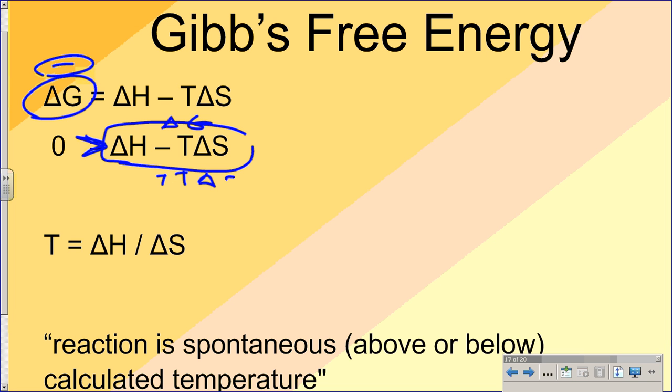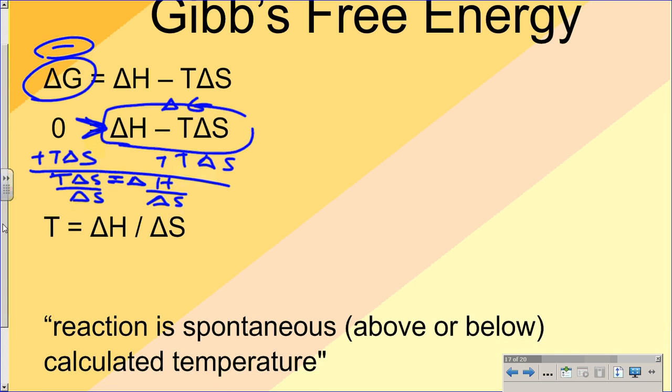Plus T delta S to both sides. So then you have T delta S is equal to delta H, divided by delta S, divided by delta S. What if delta S was a negative value? What would that do to the inequality? Flip it. You remember that from algebra 1, algebra 2? Okay, so that cancels there, and that would leave me with T is greater than delta H over delta S. That's what we're going to do with number 23.